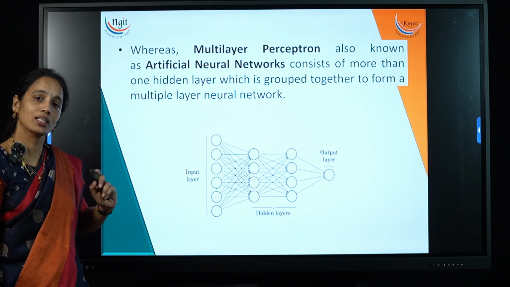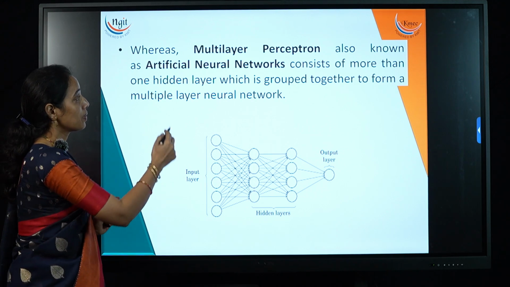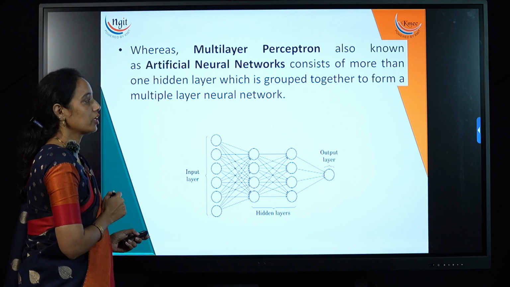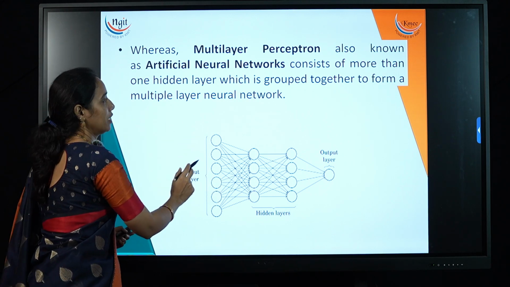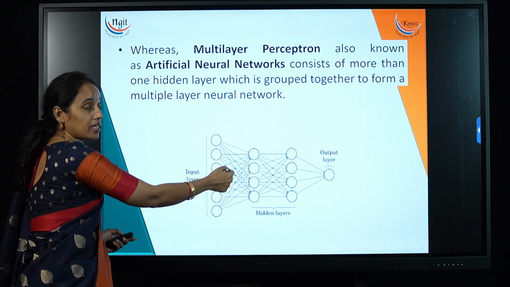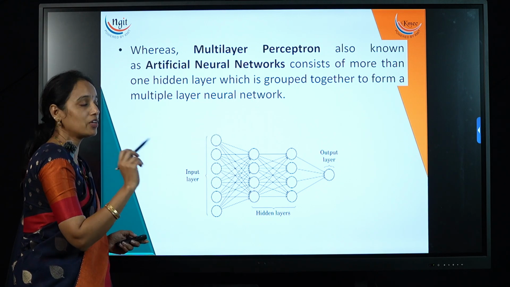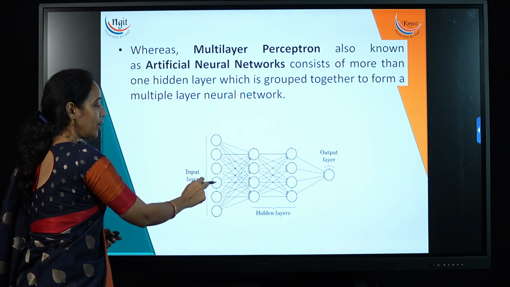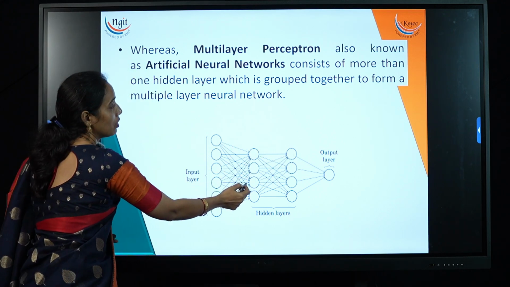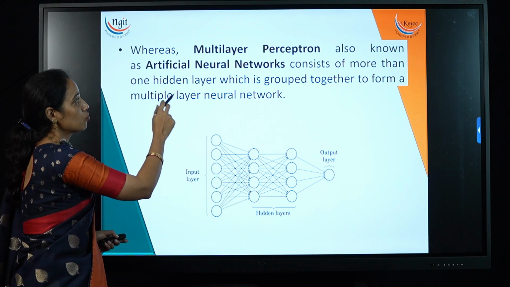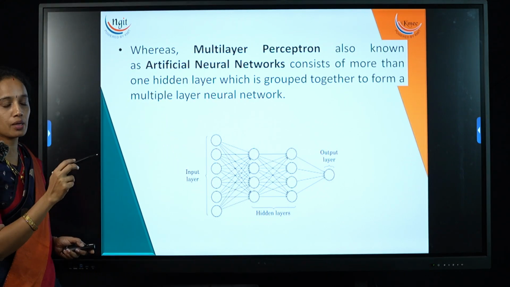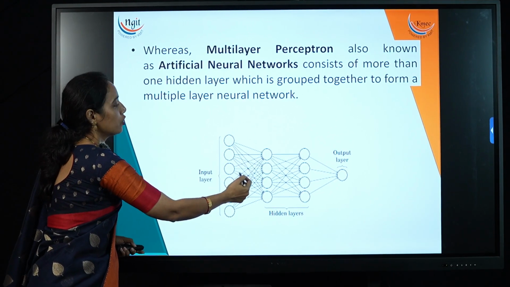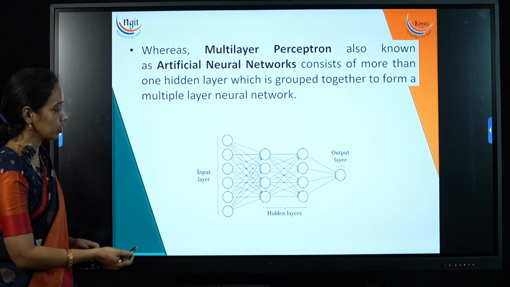Whereas we have another type of perceptron, the multi-layer perceptron, which we also call a simple artificial neural network, consisting of more than one hidden layer. Just compare this particular diagram with the existing one. In a perceptron we don't find any hidden layers, we directly take the input and get the output. But in a multi-layer perceptron we have n number of hidden layers. That is the difference between a single layer perceptron and a multi-layer perceptron, and these hidden layers are grouped together to form a multi-layer neural network.